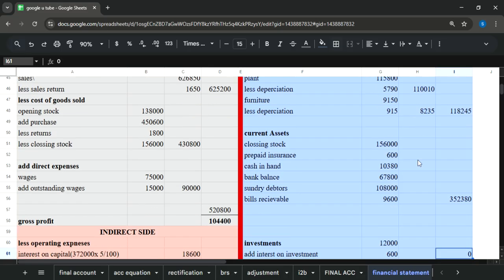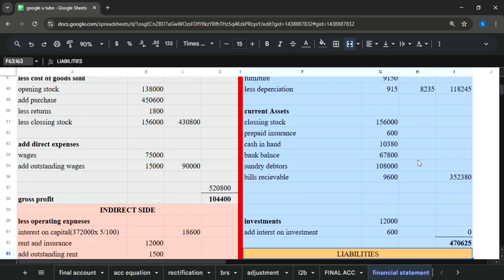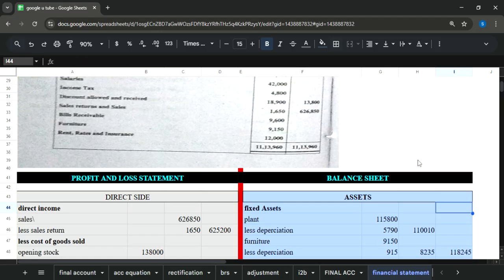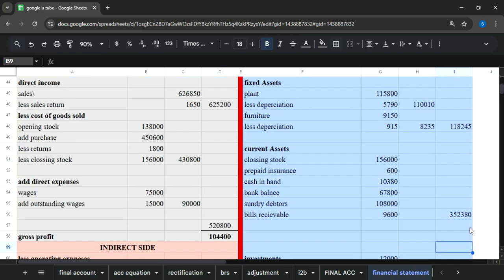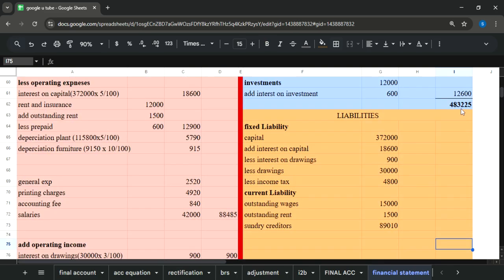And thirdly, you will calculate investment, and there are 2 parts: original amount of investment plus amount of interest. So guys, in this way 483225, and our asset side is showing 483225. That's very interesting. Everything has been calculated accurately.